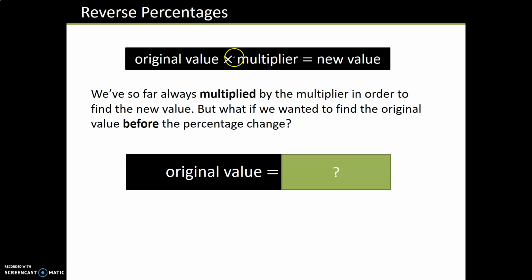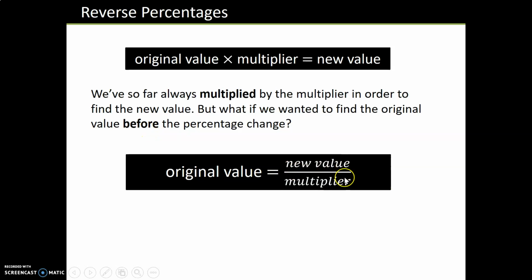Okay, so the second part of this is about reverse percentages, where you're kind of working backwards. So you have some original value and a multiplier to get a new value. So the idea here is you get the new value and the percentage, and you want to work back to the original. If I want to find the original value before the percentage change, the key is just to rearrange this and divide. It's the new value divided by the multiplier.